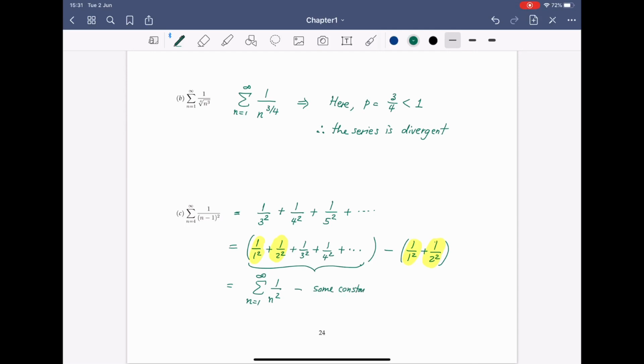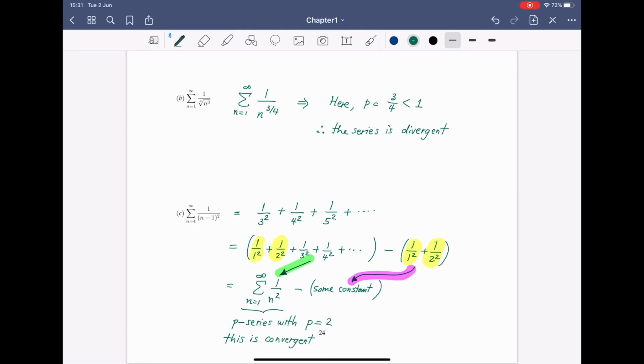And then minus some constant. Well, this is just a constant, right? I will use another color to give you the idea. So this is just some constant, and this is the series. All right. Well, you can see that this thing is a p-series, right? With p equal to 2. So this is convergent.